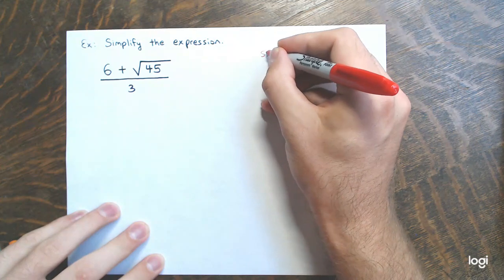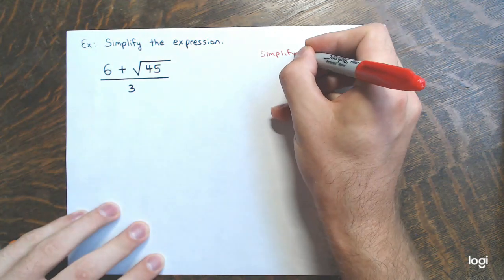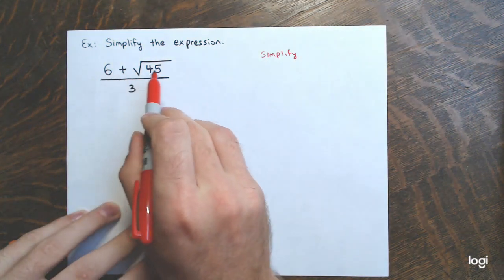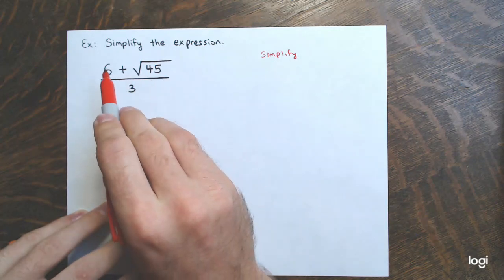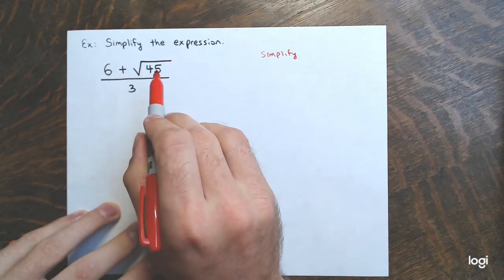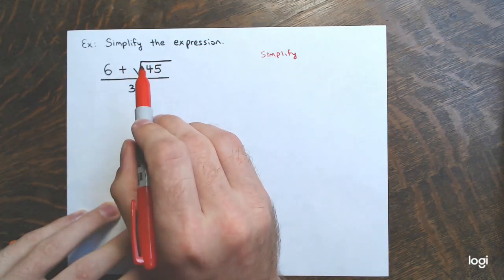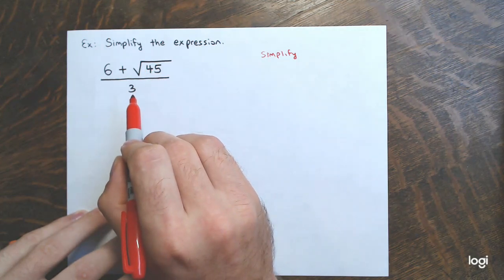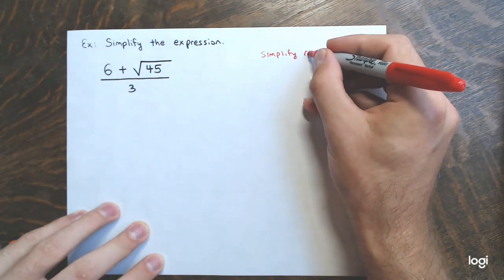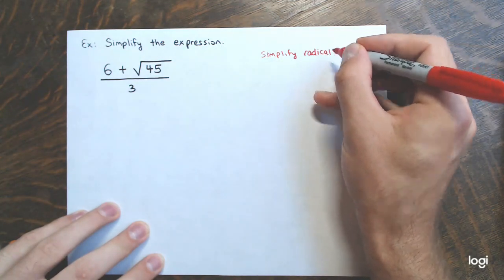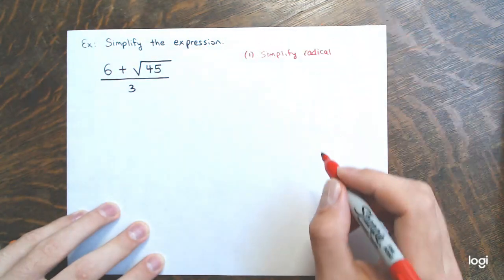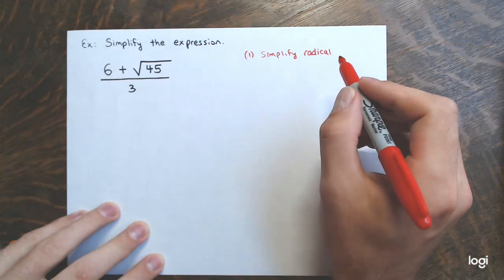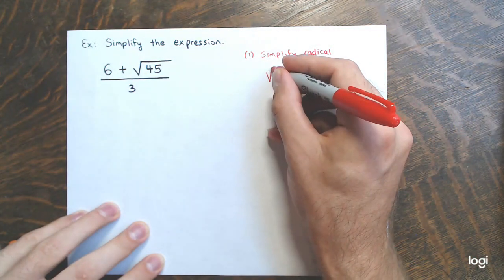Let's do this off to the side. There is a radical in this, right? The numerator, over the big bar, is this 6 plus the square root of 45, right? A radical. Divided by, and then the denominator is simply 3. So first I'll simplify the radical, and then we'll simplify the fraction as a whole. So the square root of 45.